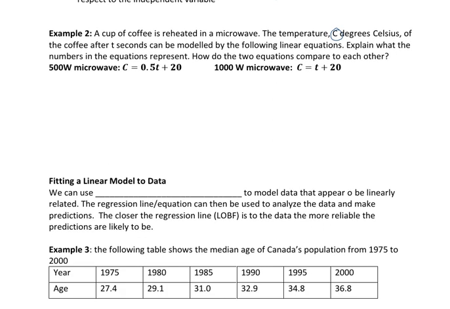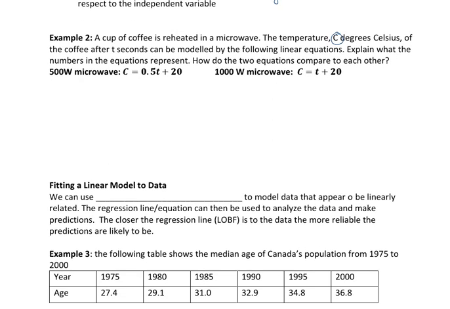So I have two microwaves. A microwave that's 500 watts, and then one that's 1,000 watts. And then it tells us that the coffee temperature is equal to 0.5 times T plus 20. And then for the second microwave, it's C equals T plus 20. So if you're looking at these two equations, can you compare them to me? Can you tell me what the numbers mean?